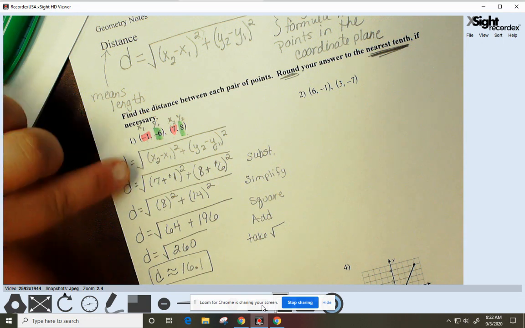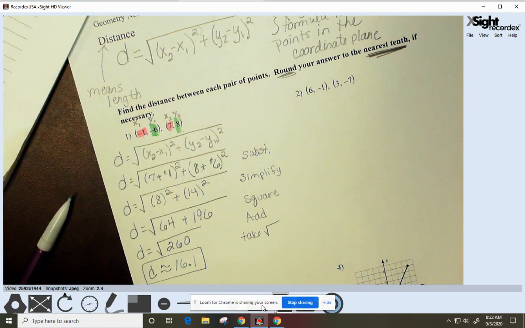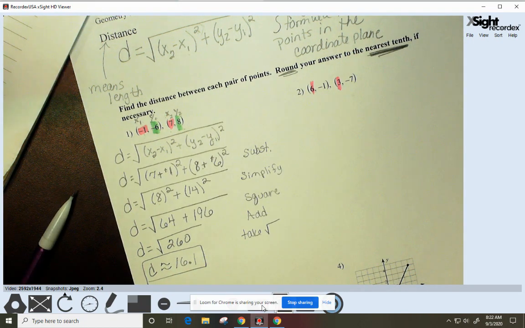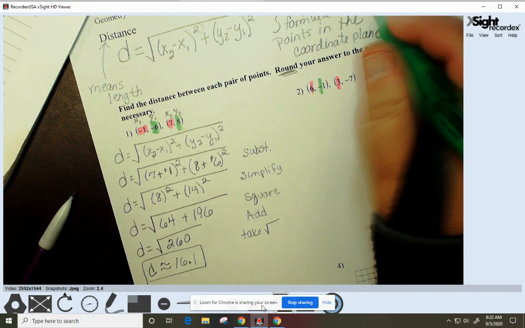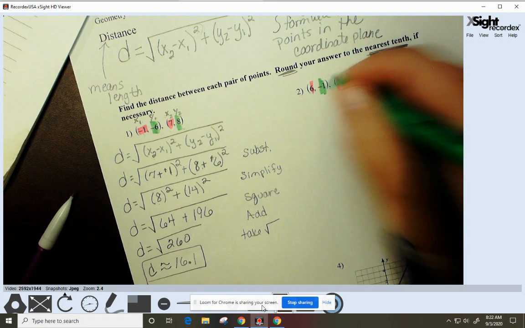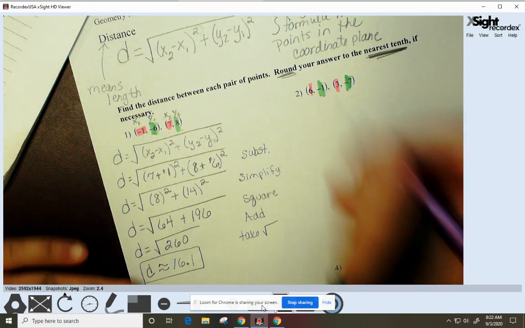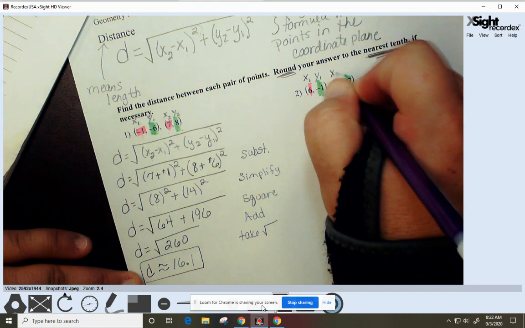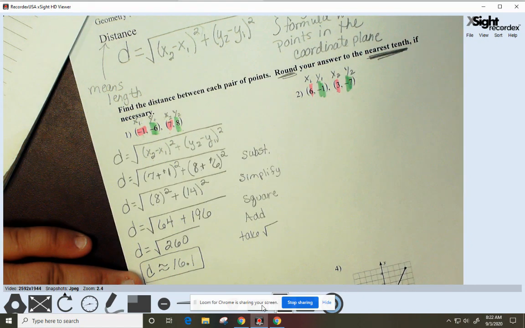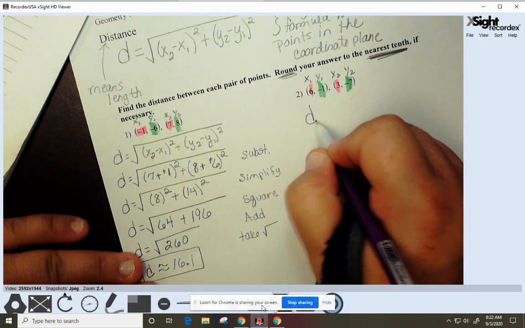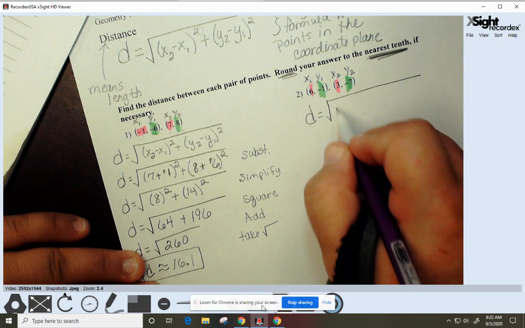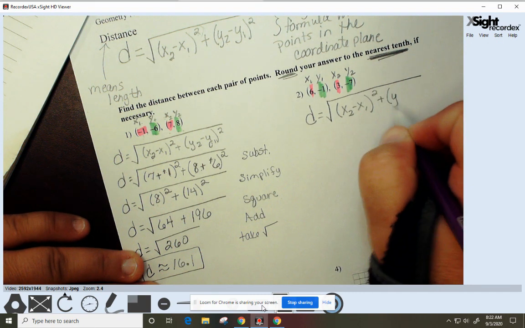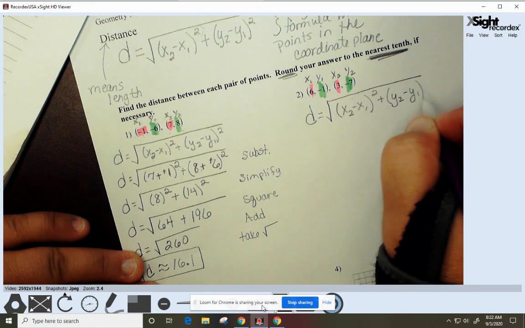Okay, so let's do one more. Again, I'll mark my X's. That's always the first part of your point. I will mark the Y's. That's the second one. And I will go ahead and label X1, Y1, X2, Y2. Okay. They're asking for a length, so I'm going to take that square root, the difference between the x's squared, plus the difference between the y's squared.